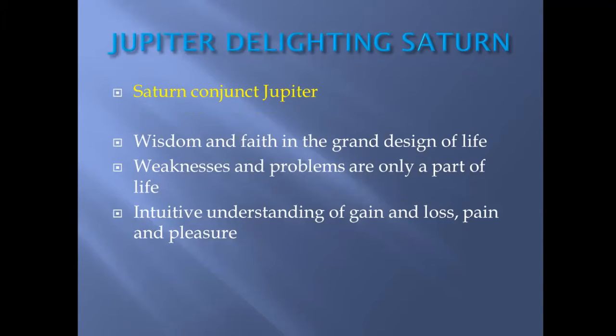Now, Jupiter delighting Saturn. And this happens when Saturn is conjunct Jupiter. Okay, so remember, Jupiter is the planet of wisdom and faith. So there's going to be wisdom and faith in the grand design of life. So the native is going to see and understand that weaknesses and problems are only a part of life. They'll have a very intuitive understanding of gain and loss, of pain and pleasure, of the ups and downs in life.